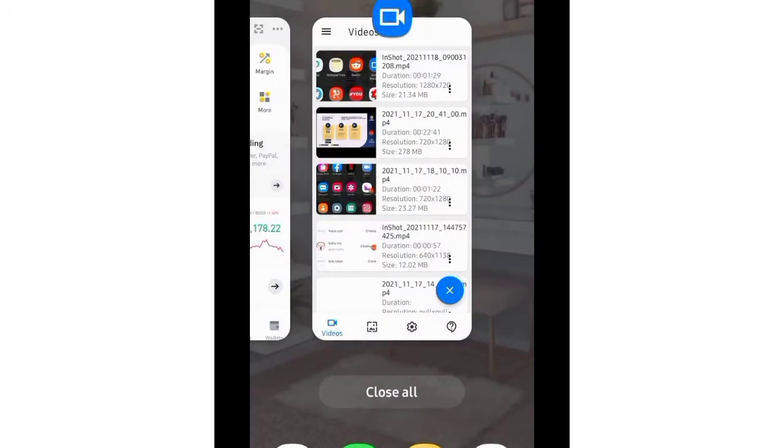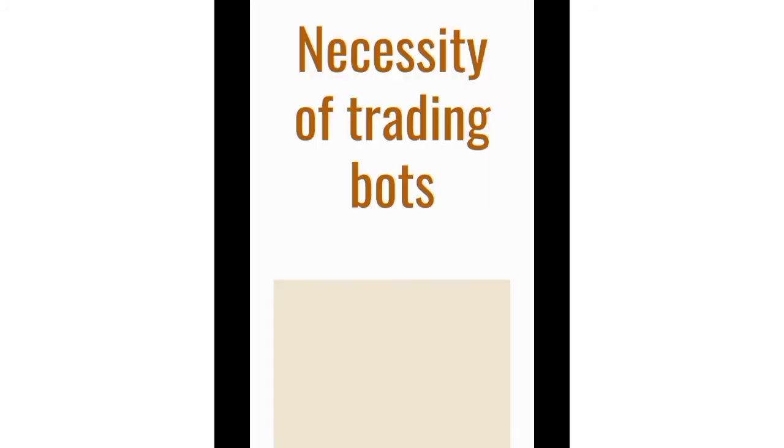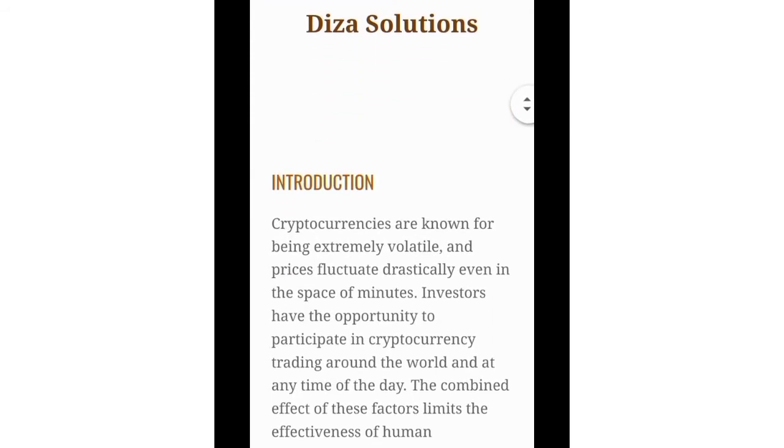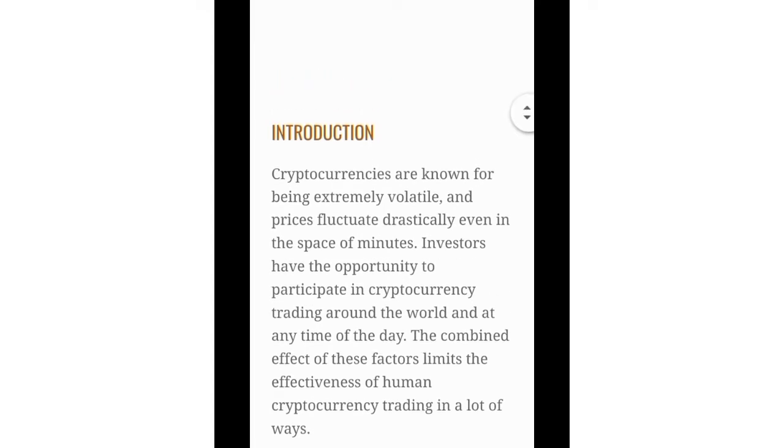So let me head straight to my write-ups here. The necessity of a trading bot. As you can see, cryptocurrencies are known for being extremely volatile, and prices fluctuate drastically even in the space of minutes.